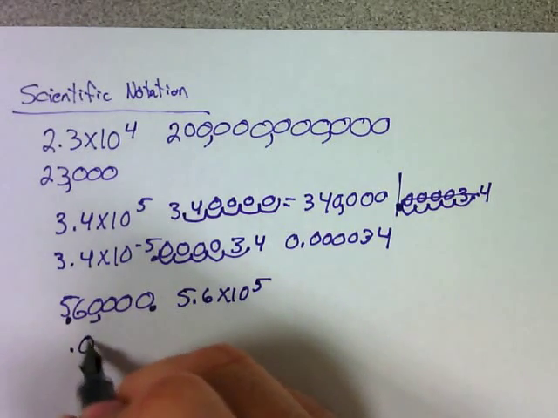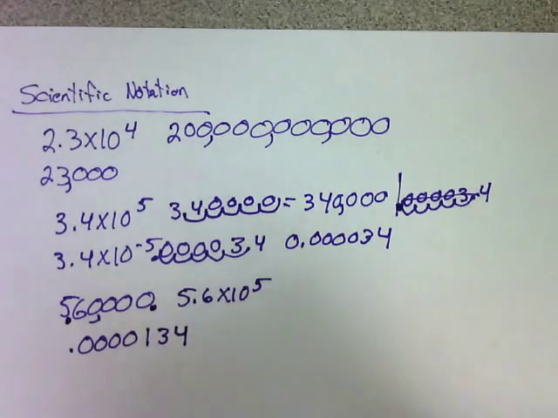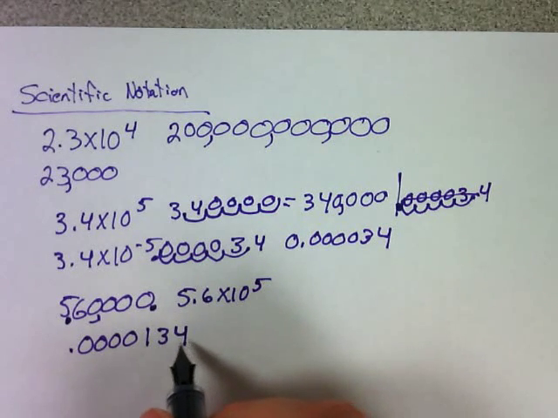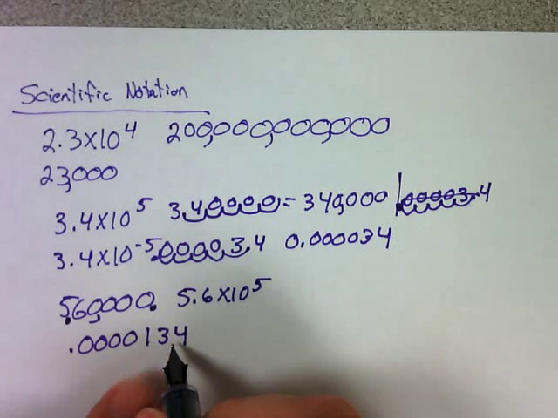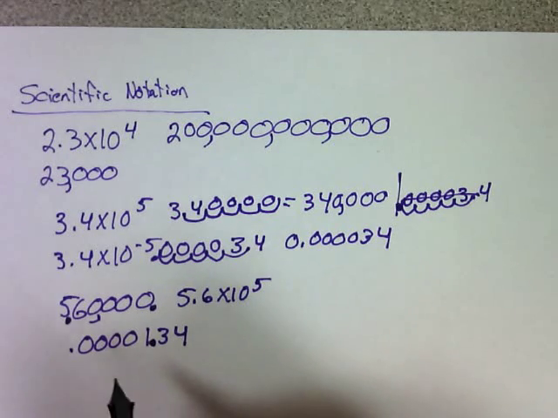Now if I had a smaller number that looks like this, I can still put that back into scientific notation. Keep in mind you need one number that's not 0 to the left. So I can't put the decimal here and I can't put the decimal here. If I put it here, I've got two numbers that are not 0 to the left. So the decimal needs to go in between the 1 and the 3.